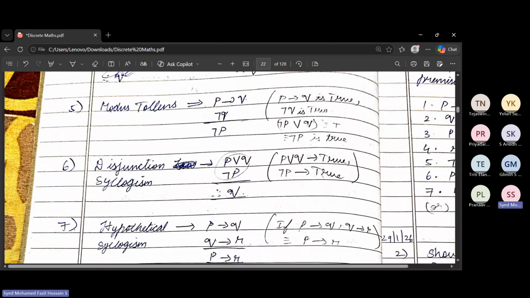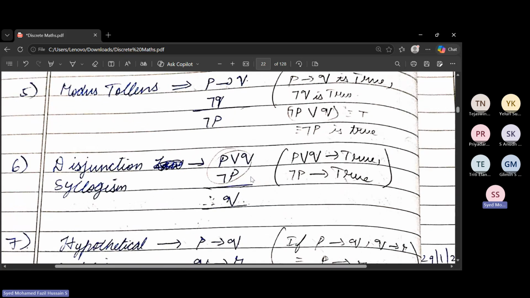Here we first have disjunctive syllogism. Disjunctive syllogism is that if P or Q is given true and not P is true, then obviously Q will be true, right? Because to make that statement true, either one of them has to be true. But not P is true, so P is false, right? So that obviously paves the way for Q to be true.